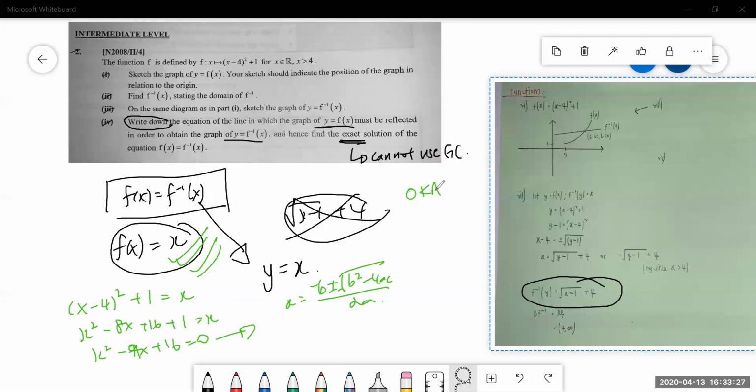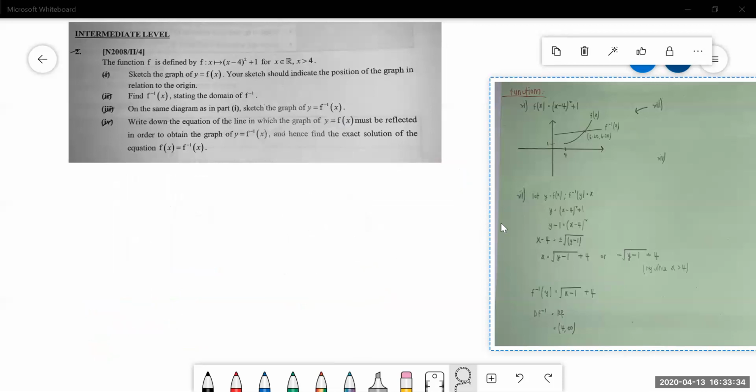Okay. Can I move on? Yeah. Power. Damn good at this.